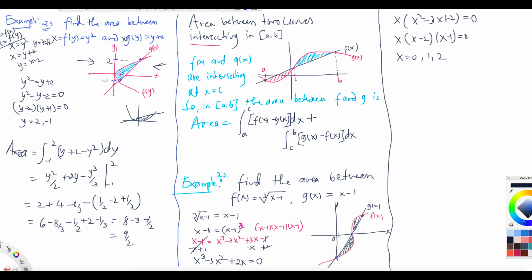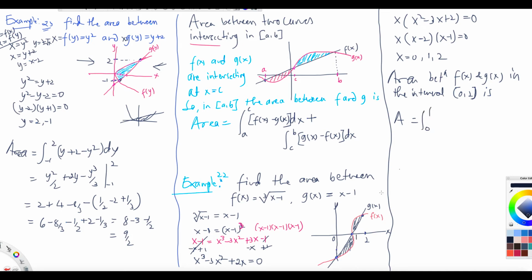This is x equals 0, this is x equals 1, and that point is x equals 2. So the area between f(x) and g(x) in the interval 0 to 2 (you can write closed interval, not a problem) is, let's find out this part, this shaded region, where x is running from 0 to 1.